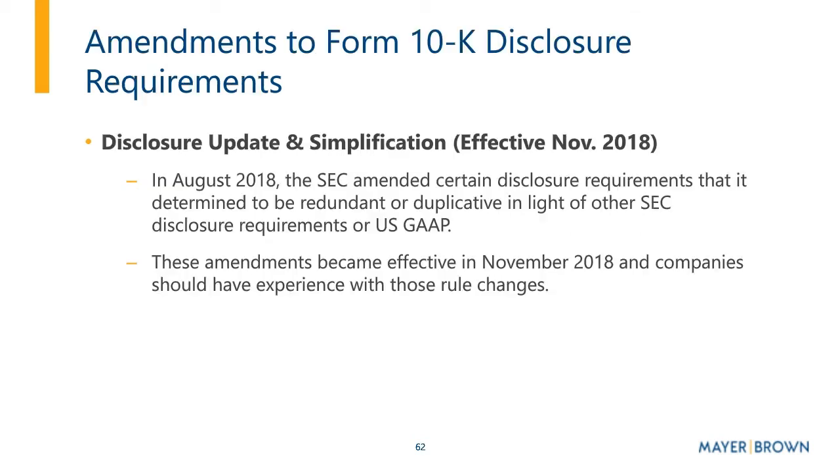Moving on to certain simplification updates. In August of 2018, the SEC amended certain disclosure requirements that it determined to be redundant or duplicative in light of certain other requirements or US GAAP, and these amendments have already gone into effect as of November 2018, so companies should already have experience with these rule changes.